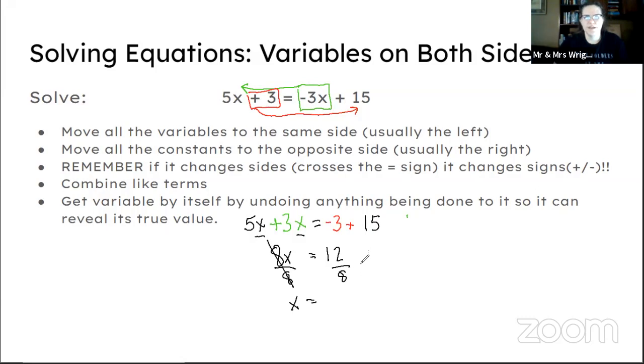So instead, I'm going to reduce. If I reduce both of these by 2, I get 6 and I get 4. Well, I can reduce those again. That becomes 3 and 2.